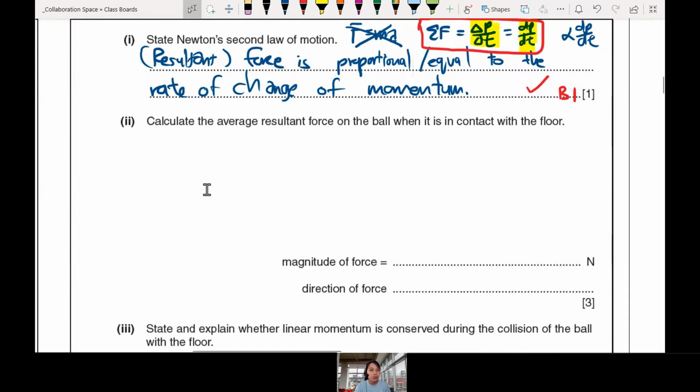So part 2. Now we have a collision. Ball hit the floor, bounce up. Calculate the average resultant force on the ball when it is in contact with the floor. When it is in contact with the floor. Think about that.